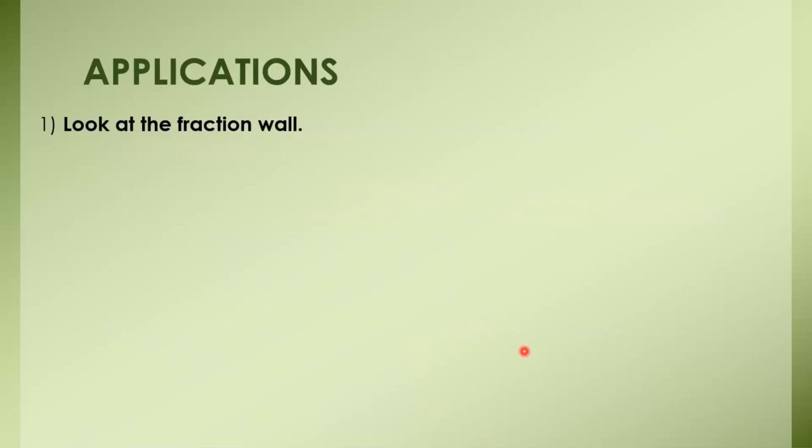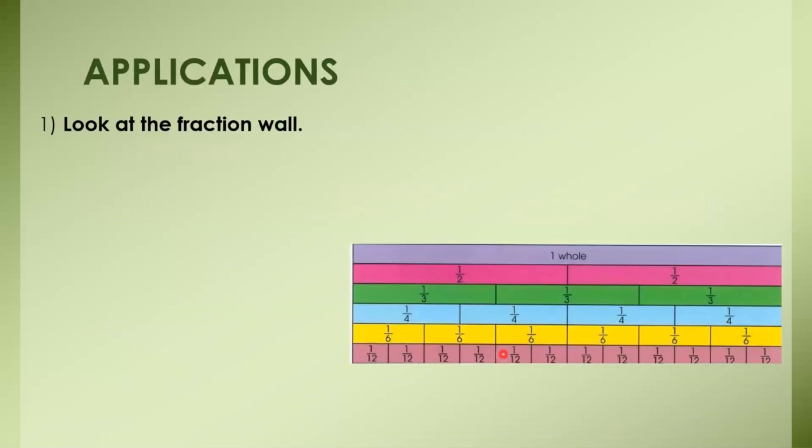Look at the fraction wall. This is your fraction wall. Here you can see this is 1 whole, and this 1 whole is split as 1 by 2 plus 1 by 2. In the third bar, it is split as 1 by 3 plus 1 by 3 plus 1 by 3. Again, this 1 whole is split as 1 by 4 plus 1 by 4 plus 1 by 4 plus 1 by 4. Then in the next section, it is split like 1 by 6 plus 1 by 6 plus 1 by 6 plus 1 by 6, like that. And in the last, this 1 whole is divided in terms of 1 by 12.